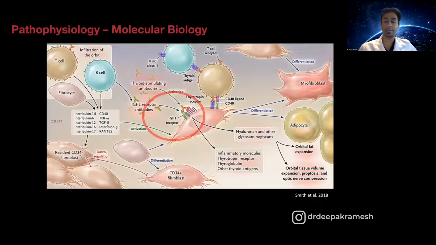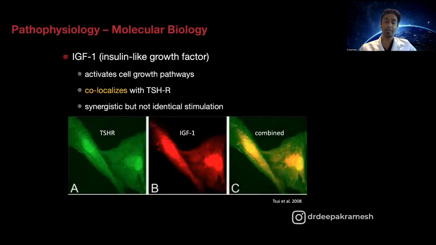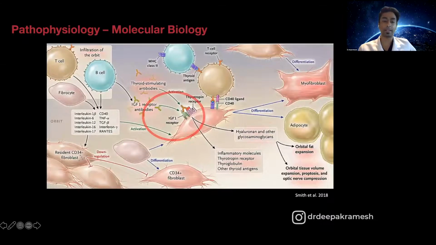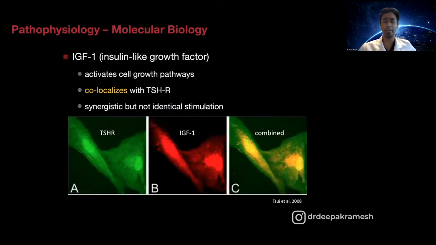Now, the IGF-1 receptor is very interesting because now we have a new therapeutic for this, which we'll discuss later. But the IGF receptor, as you can see here, is attached to that TSH receptor. They co-localize, meaning that if you have an antibody binding to this TSH receptor, it will also activate that IGF receptor. And the GF in IGF stands for growth factor. So that activates different pathways that lead to adipose tissue growth, muscle growth, fibrous tissue growth, and that can often lead to a lot of the proptosis, strabismus, those clinical manifestations that we'll discuss further.